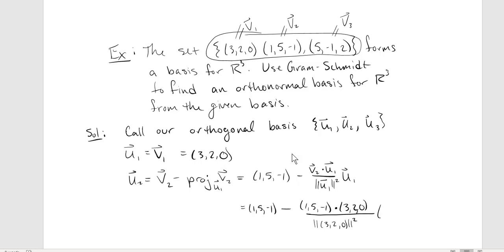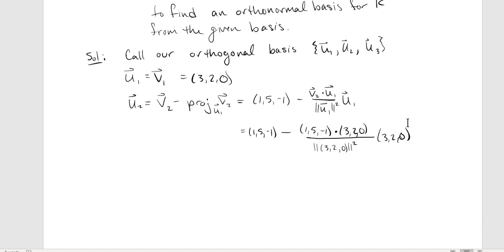All times u1. Got some computation to do here, but it's just that, it's just computation. We have 1, 5, negative 1, minus, the dot product gives me 3 plus 10 minus 0. 3 plus 10 is 13.